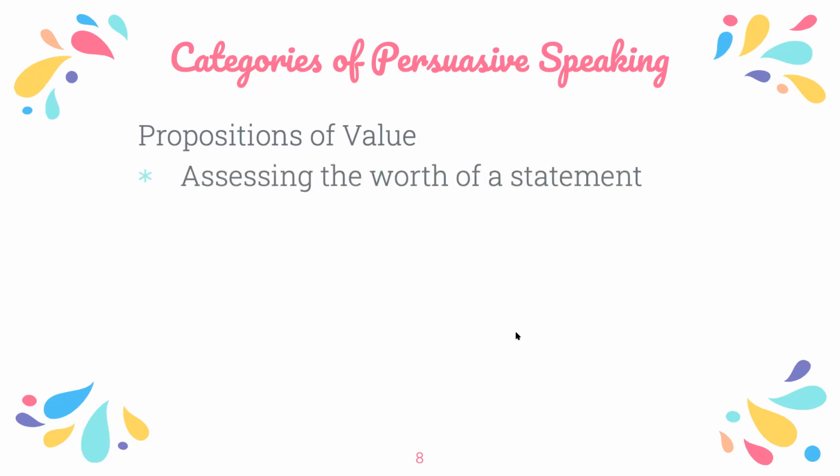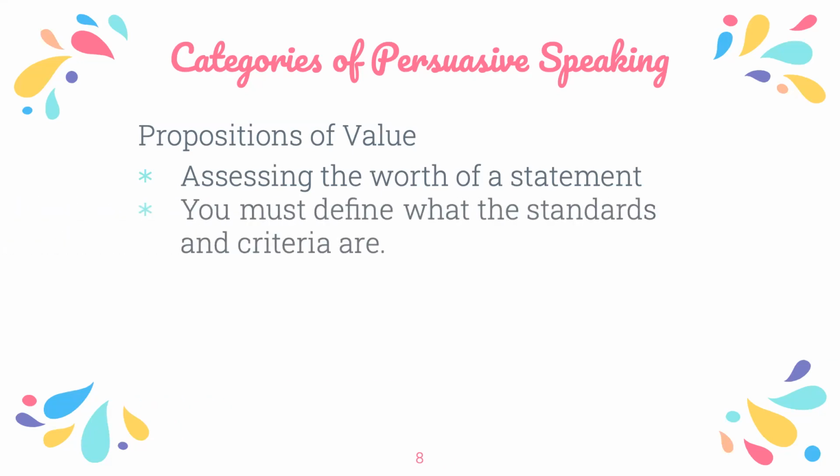The next thing is a proposition of value. When we talk about a proposition of value, again, kind of like what we talked about with our values, we're assessing the worth of a statement. And this speech is a little bit harder than a proposition of fact, just because you actually have to define all the words that are in your proposition. So if you're saying that something is good or bad or better or worse, you have to define what your standard for better or worse is, what you mean by those words. You have to be very clear when you are defining these words.